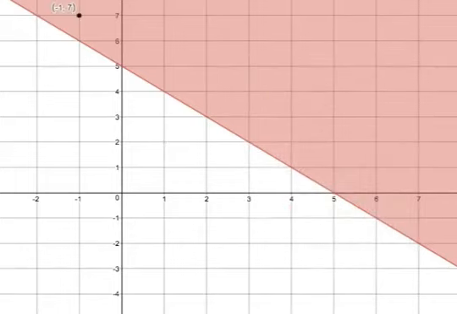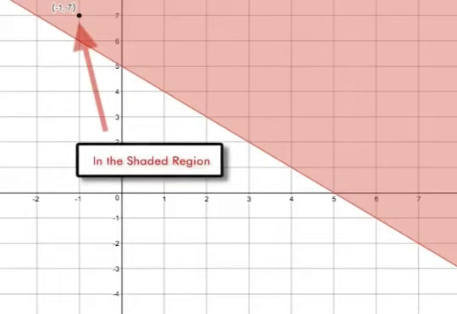Let's look at another point now, (-1, 7). Graphically, I check to see if it is in the shaded region, and bingo, it is. It's in that area that's shaded red, so we can say that this is a solution.